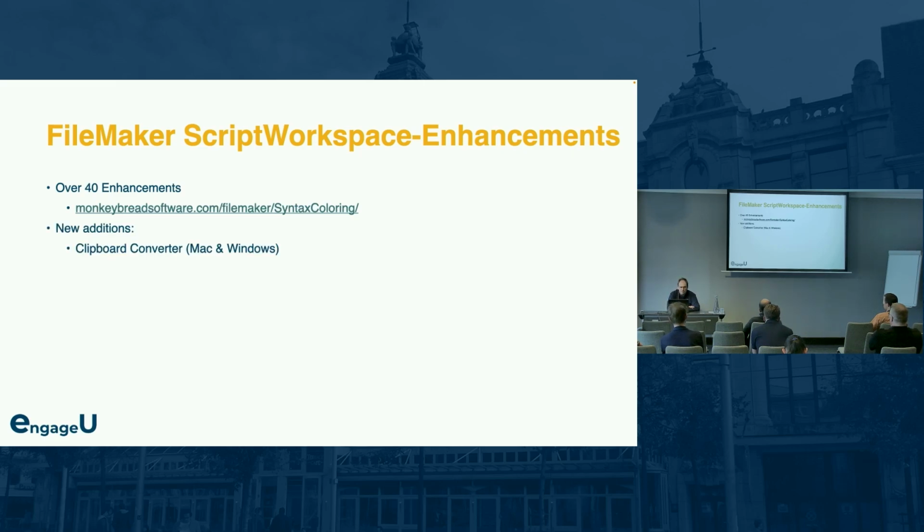We have clipboard conversion for Mac and Windows. So if you copy some script lines in FileMaker and you switch to your text editor, you can paste the XML directly. Then you can make modifications, copy it again, go back to FileMaker and paste the modified script lines. We had similar things before, but now it's even more convenient and can help you a lot, like for doing some search and replace over a whole script.